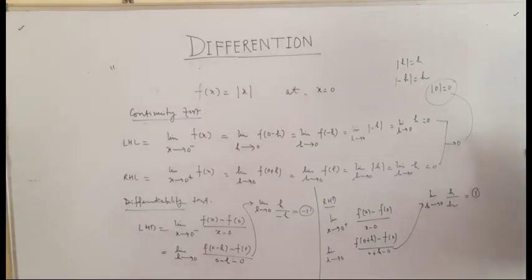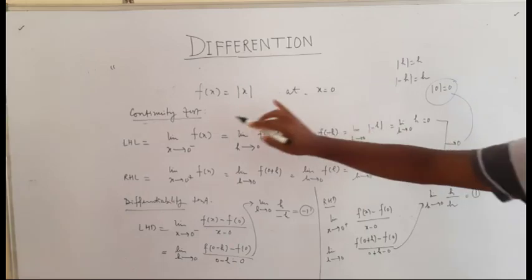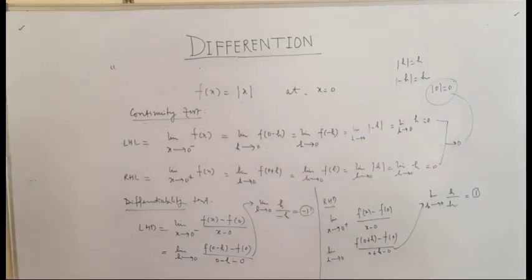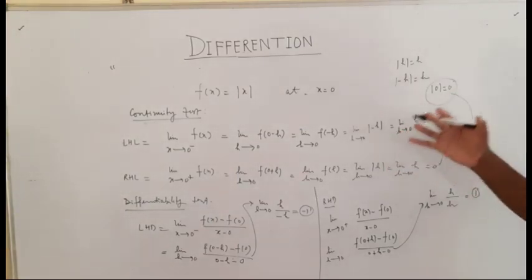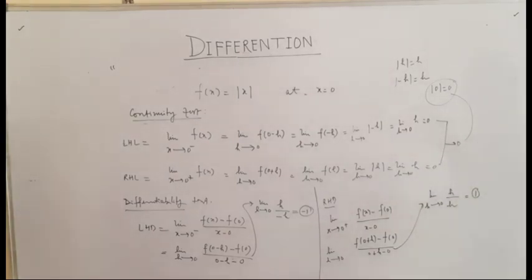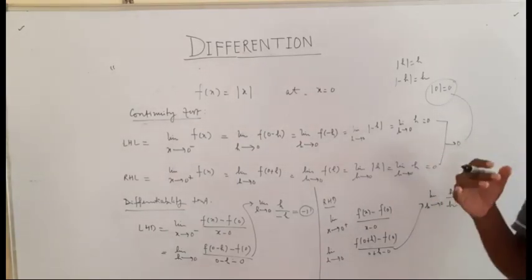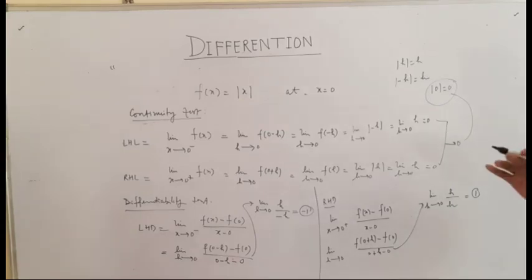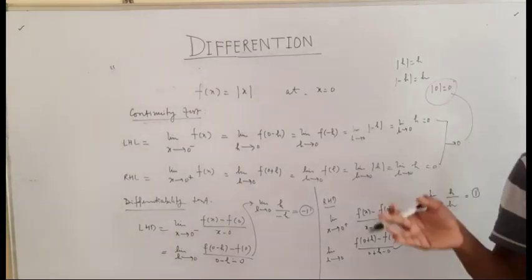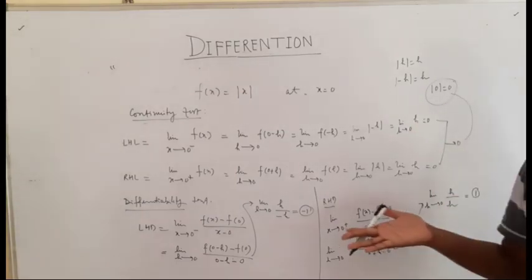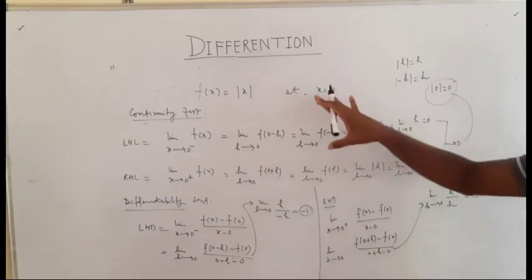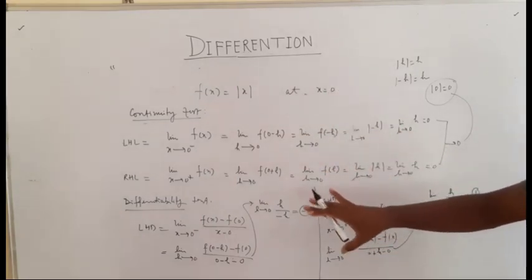So the function is not differentiable at x equal to 0, but it was continuous at x equal to 0. So this function is continuous, and this function is not differentiable. The theorem states that if a function is derivable or differentiable at a point, then it is necessarily continuous, but the converse is not true. And this is what we are trying to prove, that the converse is not true, because this function is continuous at x equal to 0 but not at all derivable at x equal to 0.